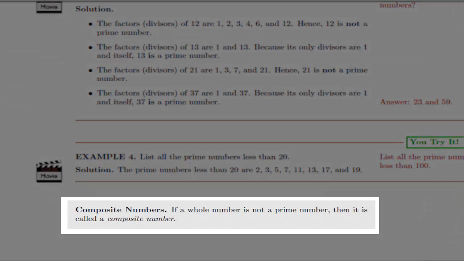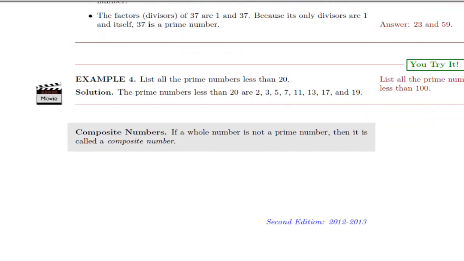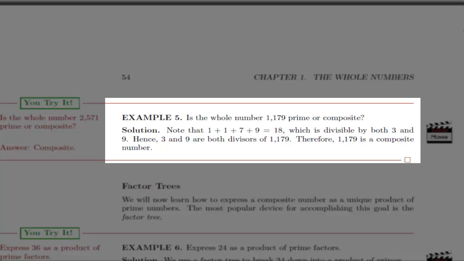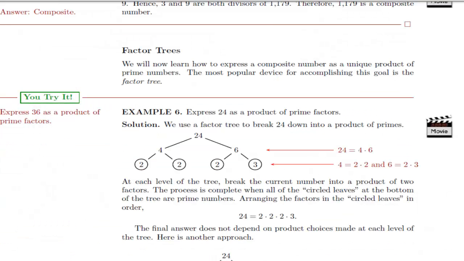Composite numbers. If a whole number is not a prime number, then it is called a composite number. Example 5. Is the whole number 1,179 prime or composite? Note that 1 plus 1 plus 7 plus 9 equals 18, which is divisible by both 3 and 9. Hence, 3 and 9 are both divisors of 1,179. Therefore, 1,179 is a composite number.